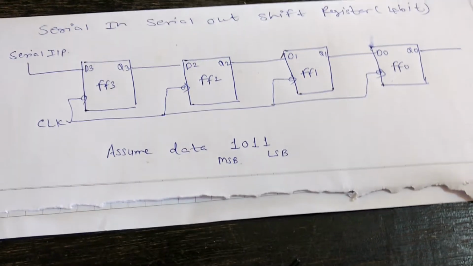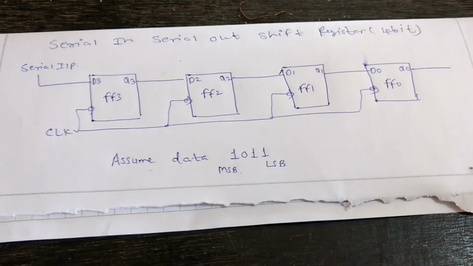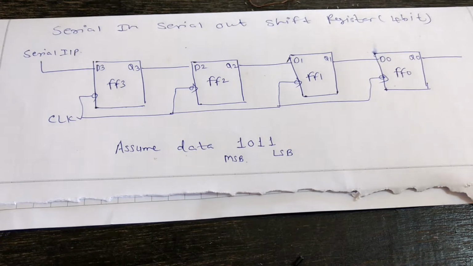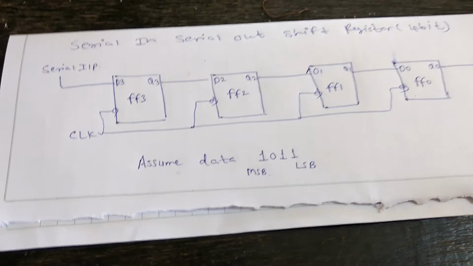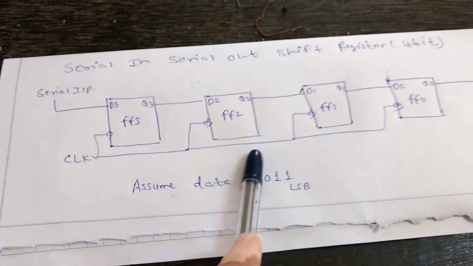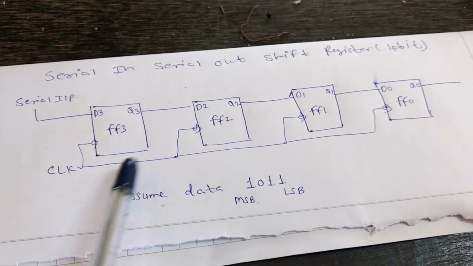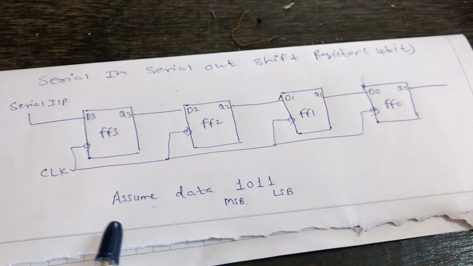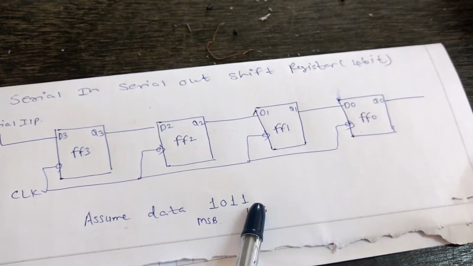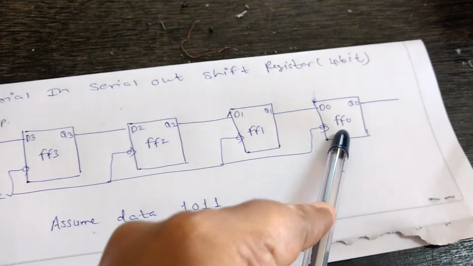This is the circuit of a serial in serial out shift register, 4 bit. So 4 D flip flops are connected in series. This is flip flop 3, 2, 1 and 0. The clock is given simultaneously to all the flip flops. We will assume the data 1011 to be shifted inside this circuit.